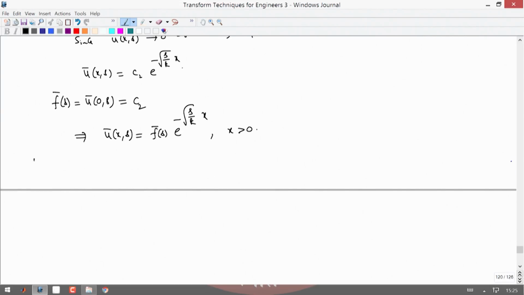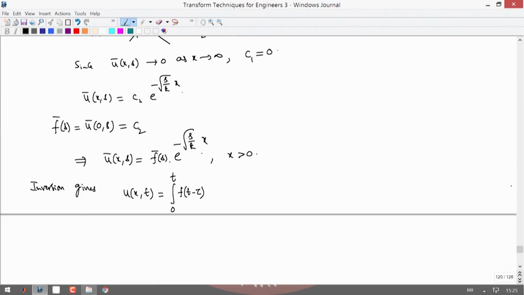Now, you invert this, inversion gives u of x, t. So, what is the inversion of this? This we already know. This is the Laplace transform of f into the Laplace transform of some function, so that is a convolution between 0 to t. This is f of, let us write, t minus tau here, and for this function let us put tau.